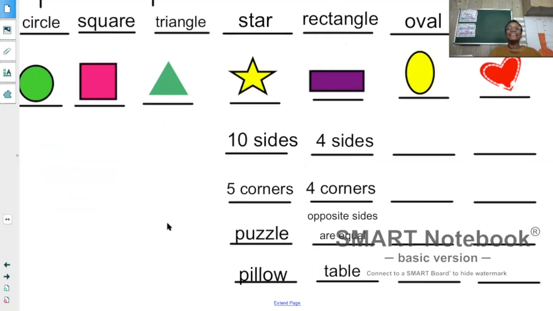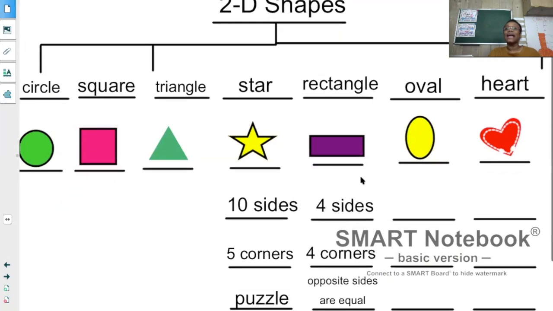Okay, so the next shape we're going to take a look at is the oval. So next to rectangle, you're going to make another branch by writing oval, drawing a line underneath there, and underneath that, if you can draw a picture of the oval. Okay, so hopefully you have the name written down and you drew the shape. So now we're going to take a look at some features of the oval.